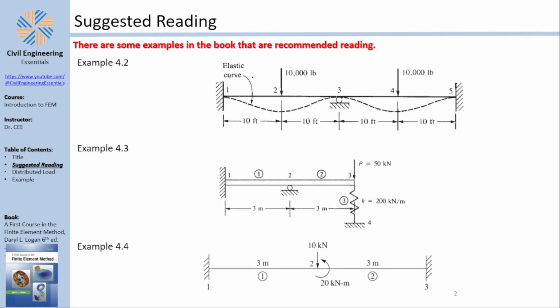Now, before I start with this video, I want to quickly give some recommended reading for some examples in the book of Daryl L. Logan. I'm just going to quickly glimpse over them. In example 4.2 in Daryl L. Logan, you have node number 1, node number 2, node number 3, 4, and 5, which means you have element number 1, element number 2, 3, and 4. Of course, you need to apply boundary conditions later in the problem. So you have no movement here and no rotation, as well as no movement here and no rotation.